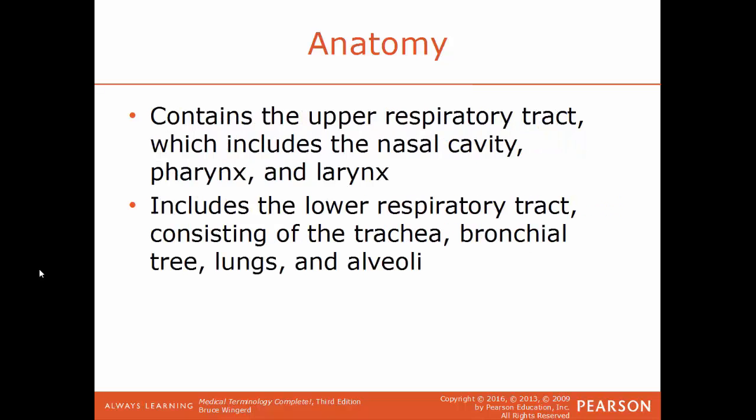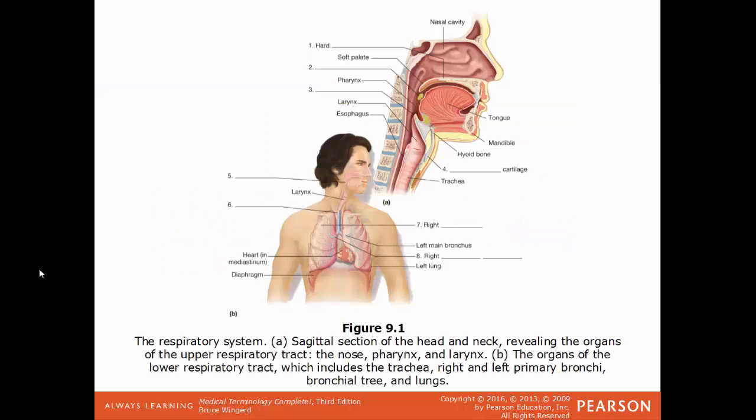Now, the respiratory system is divided into two tracts: the upper respiratory tract and the lower respiratory tract. The upper will include the nose, the nasal cavity, the pharynx, and the larynx. And the lower respiratory tract will include the trachea, the bronchial tree, the lungs, and the alveoli, the tiny air sacs in the lungs. In this illustration, we have a general overview of the respiratory system.